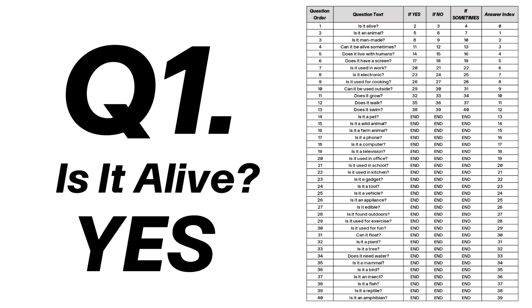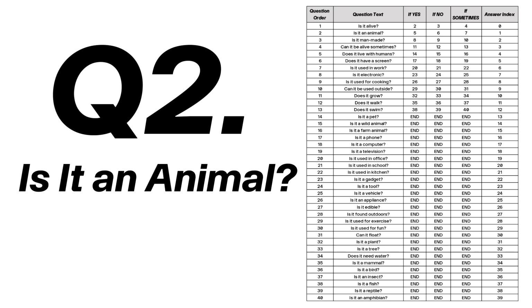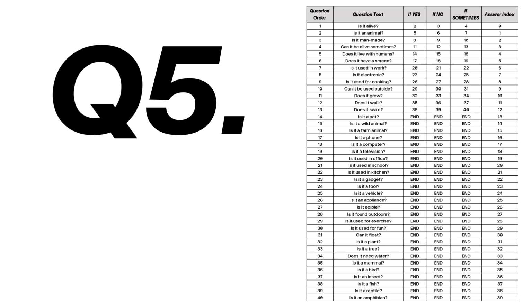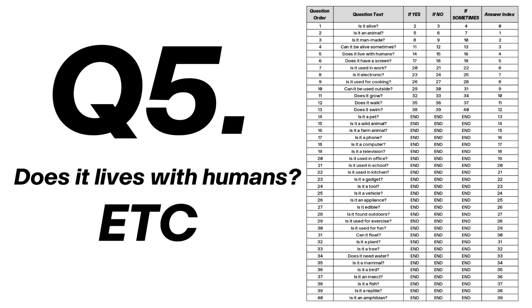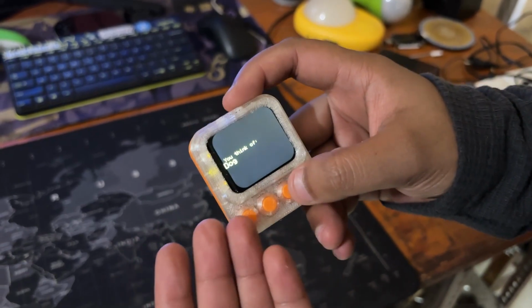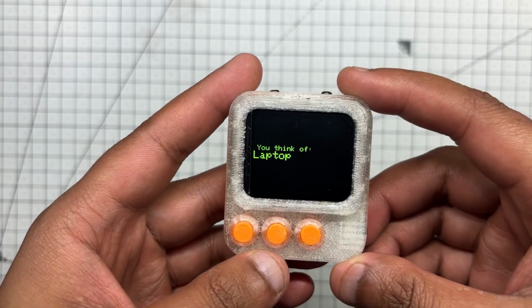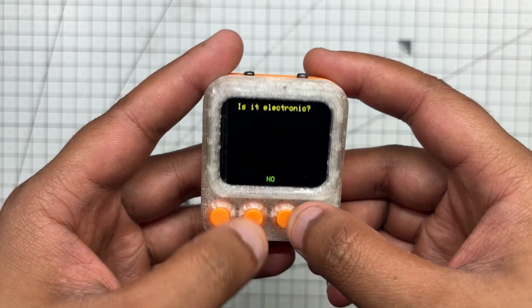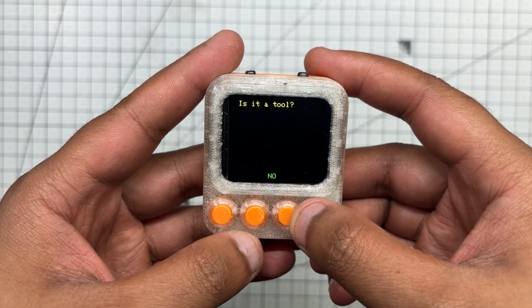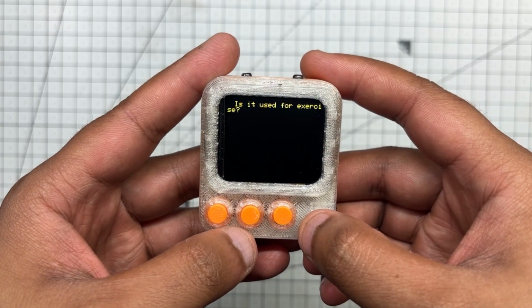If the user says yes, the game jumps to question 2. Is it an animal? Another yes takes us to question 5. Does it live with humans? And so on, until the system generates its best estimate. During early testing, Guessatron was able to correctly identify things like a dog and a laptop, demonstrating its question flow and logic tree are operating as planned. The device asks a succession of yes and no questions, and after a few simple steps, it latches on to the right response, making the experience feel remarkably intuitive.